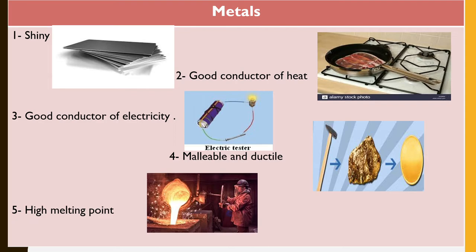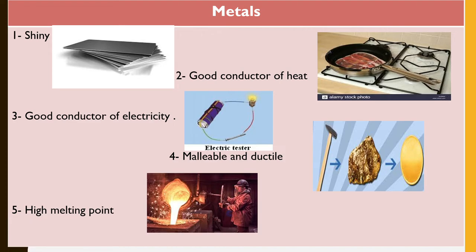What is the meaning of malleable and ductile? They can be shaped, they can be bent, we can hammer them to make shapes like this. They are not shaped like this at the beginning, and we can shape them into wires, into coins, into whatever shapes we want. So they are malleable.